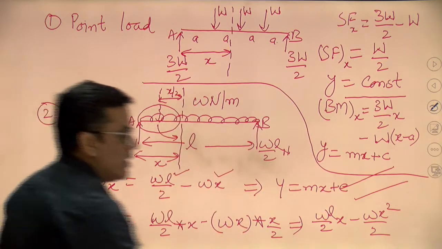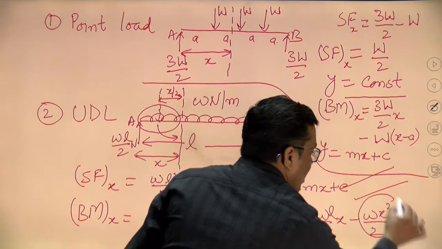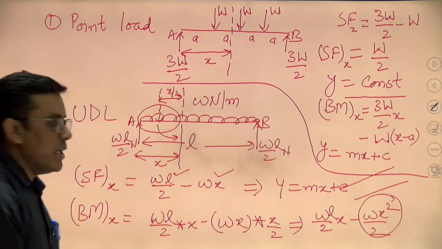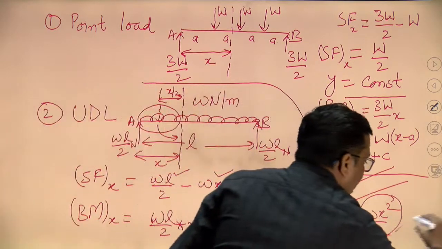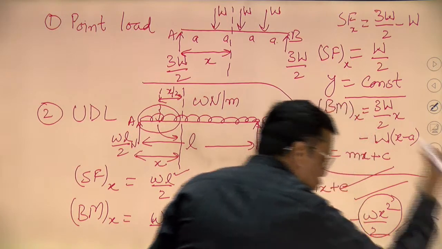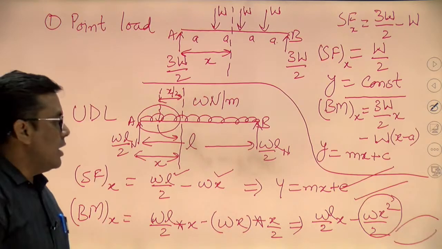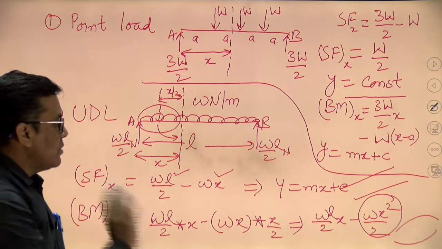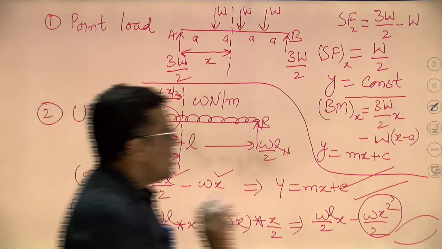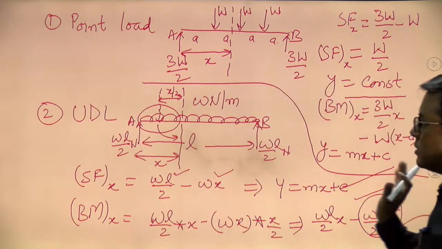Parabolic equation, x square की term है यहाँ पर. So the parabolic equation, the curve will be parabolic. Bending moment curve will be opening upward or opening downward, that we will see according to the nature. Okay, that we will see. So it is clear. It is clear up to this point.